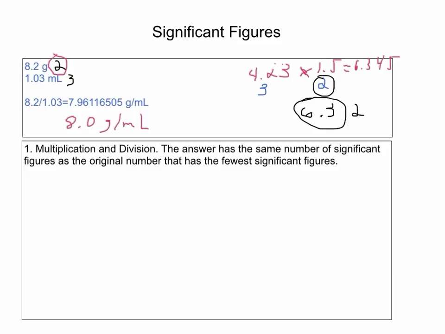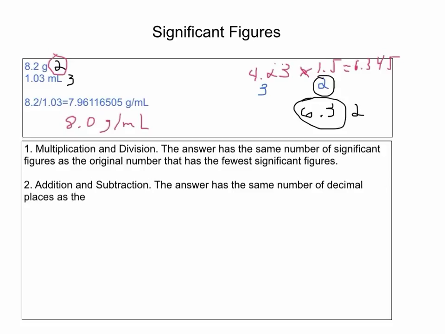Our second rule for significant figures is for addition and subtraction. Whenever we have an addition or subtraction calculation, the answer has the same number of decimal places as the original number with the fewest number of decimal places. Let's look at an example.